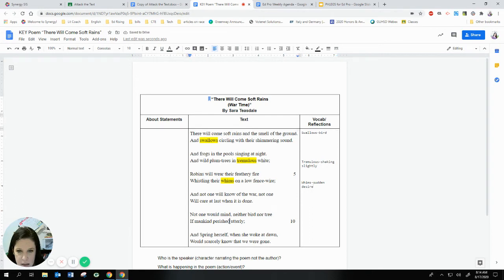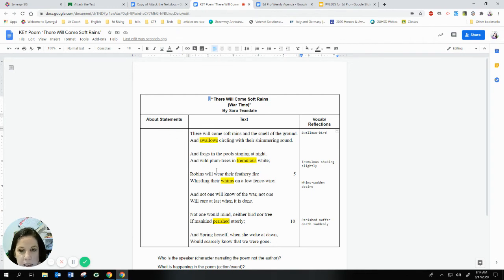And perished might be a word that you don't know or are unsure of, and we're going to define that as meaning suffering death suddenly. Okay, so we defined first. Now we're going to go back and look at each chunk and write about statements.